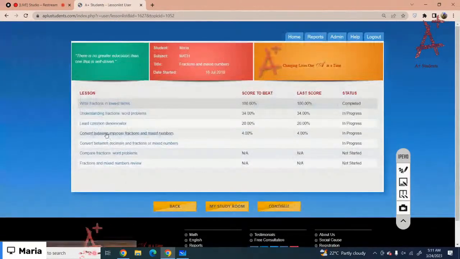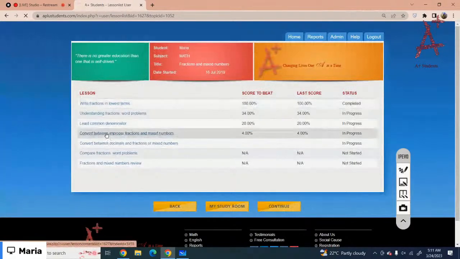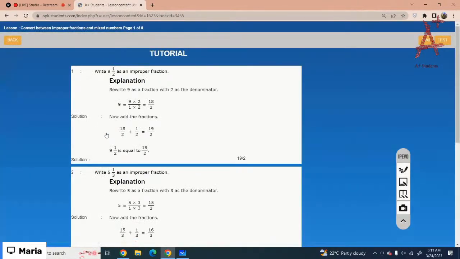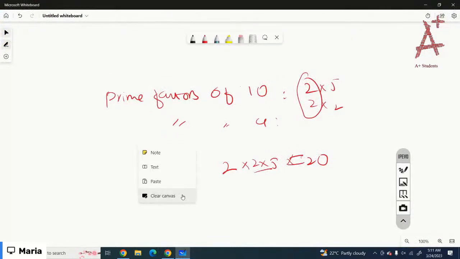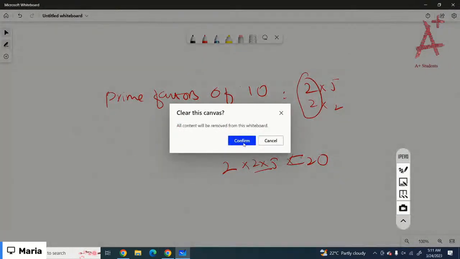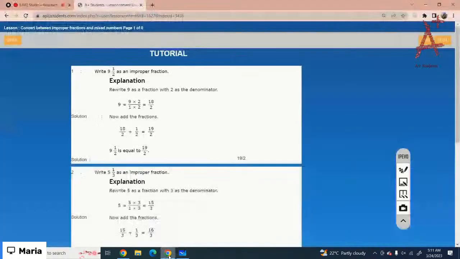The next lesson is convert between improper fractions and mixed numbers. So write 9 whole 1 over 2 as an improper fraction. So how do we write 9 whole 1 over 2? So basically what you have to do, just use the whole number 9. Got it?